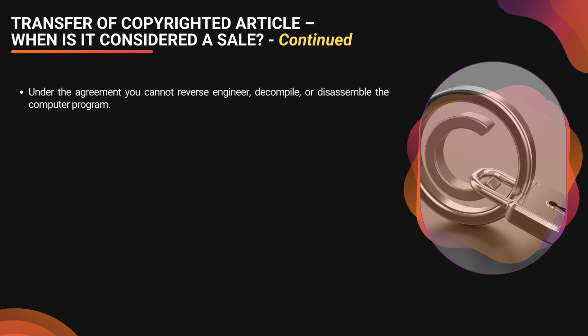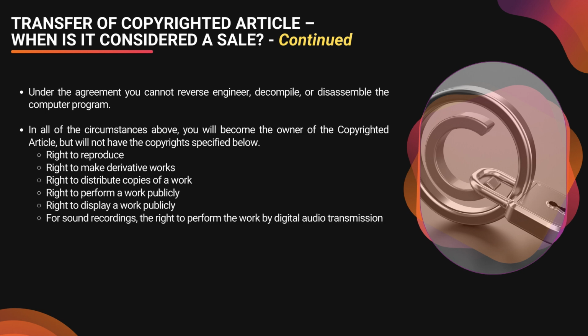Under the agreement, you cannot reverse engineer, you cannot decompile, you cannot disassemble the computer program. So in all of the circumstances that I have mentioned above, you will become the owner of the copyrighted article, but you will not have the following copyrights specified below, such as the right to reproduce, the right to make derivative works, the right to distribute copies of the work, the right to perform the work publicly, the right to display the work.